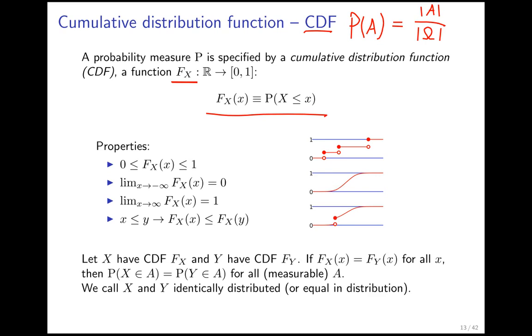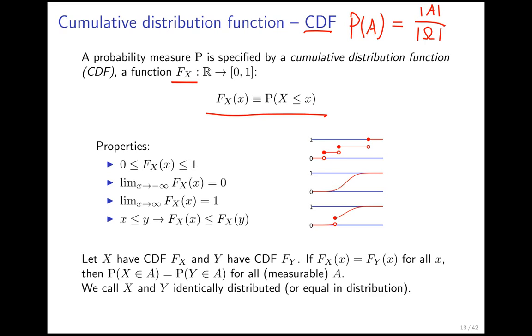But of course not every function is allowed, because otherwise we won't get proper probability measures. So what we need to have is that the CDF is between 0 and 1. Well, that's obvious from the definition. But we also need some more properties, that is to say, the limits have to be correct.